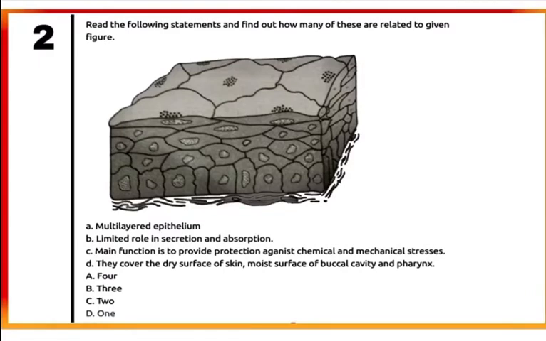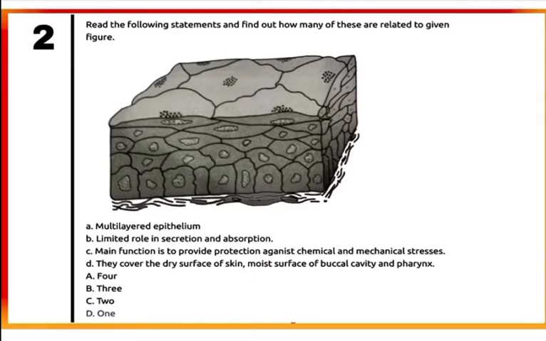Question 2. Read the following statements and find out how many of these are related to the given figure. The given figure is of compound epithelium. Now, see the statements written about it. Statement A, it is multi-layered epithelium. B, it has limited role in secretion and absorption.